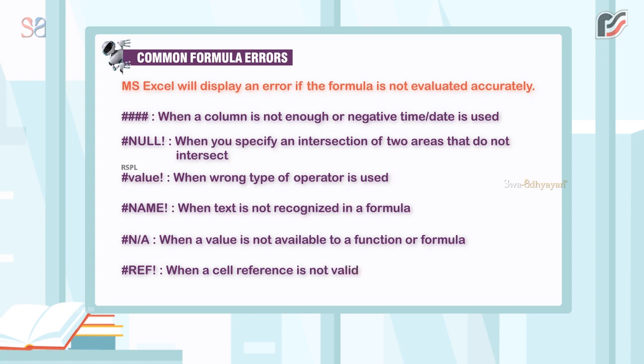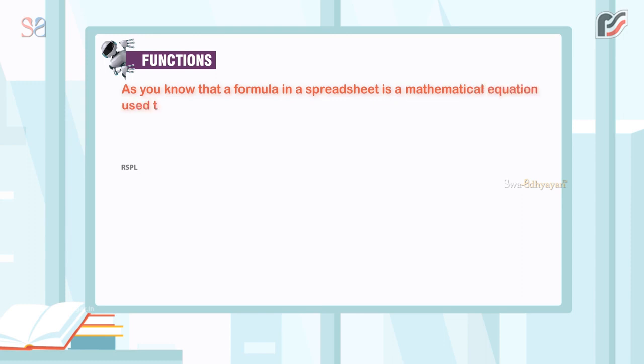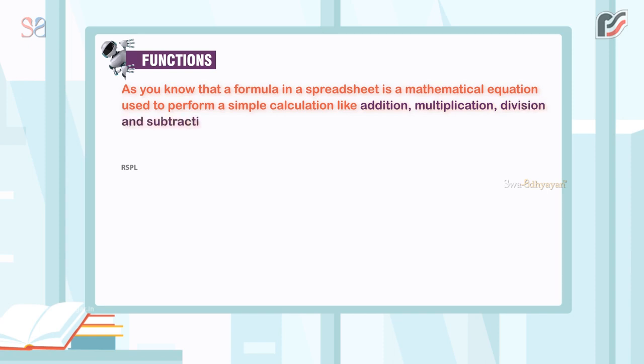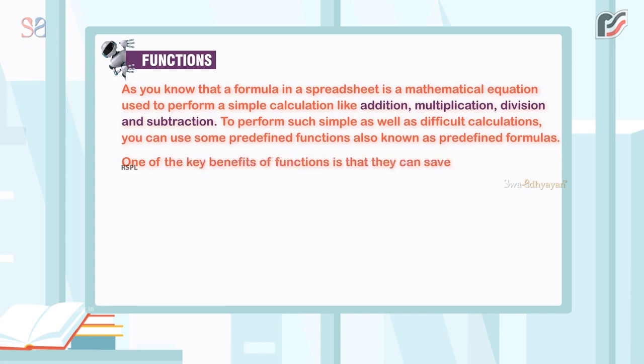Let's now learn about the last topic in our chapter, which is functions. As you now know, a formula in a spreadsheet is a mathematical equation used to perform a simple calculation like addition, multiplication, division, and subtraction. To perform such simple as well as difficult calculations, you can use some predefined functions, also known as predefined formulas. One of the key benefits of functions is that they can save time. Excel has hundreds of different functions to assist with calculations.